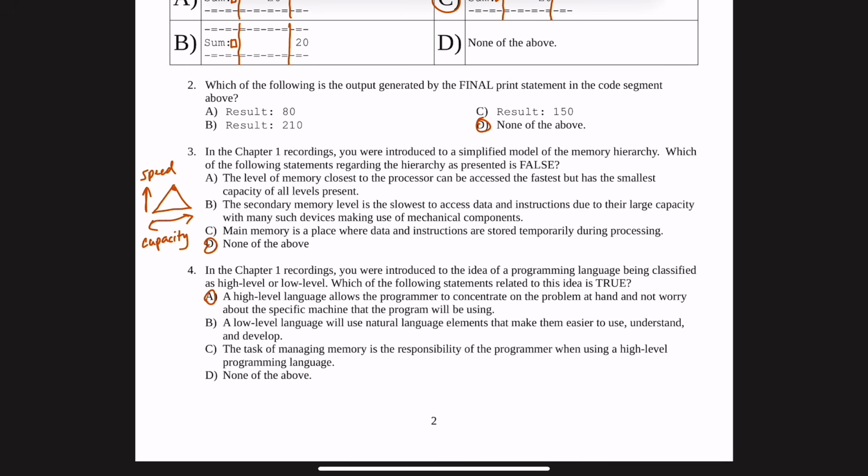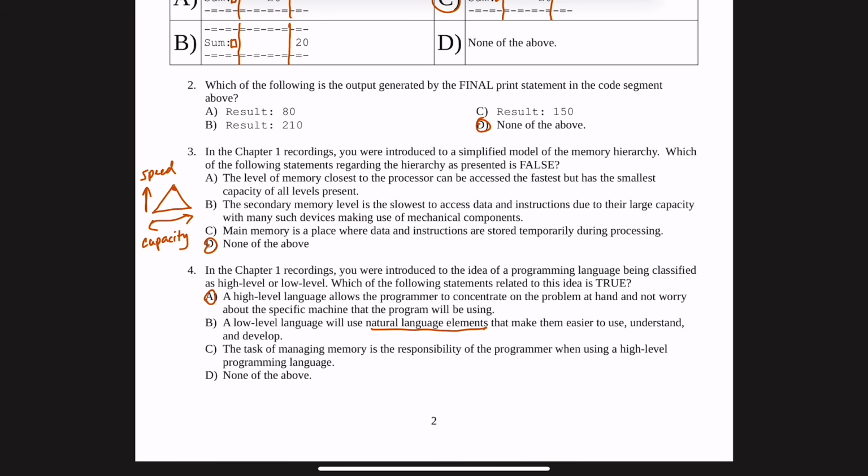B, a low-level language will use natural language elements that makes them easier to use, understand, and develop. So this will be false. When it talks about natural language elements, that means terms that make sense if they were just in a book or written in English. So do, while, for, print, scan. These are all words that we already use, and you can kind of guess what they do without even knowing code. Low-level languages, something like assembly, does not write in this way, right? You write more in the style of the computer's actual interpretation.